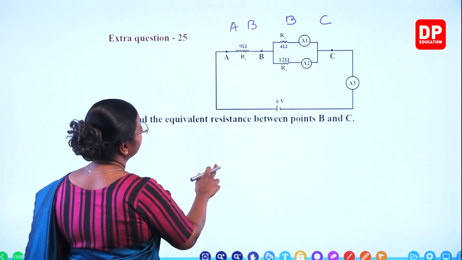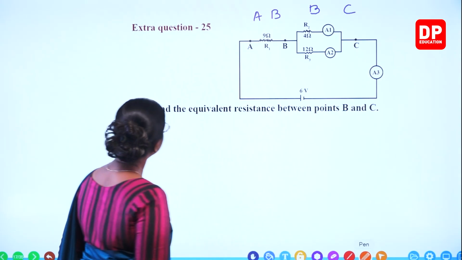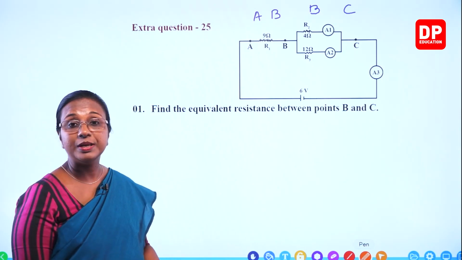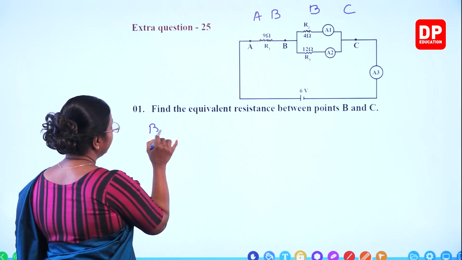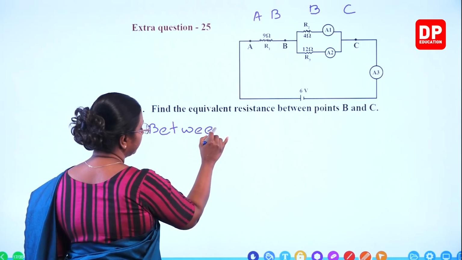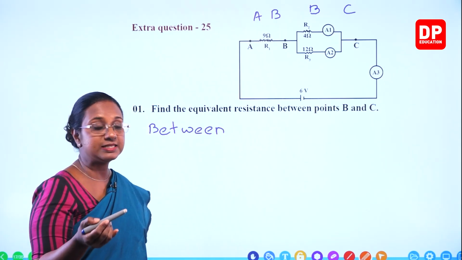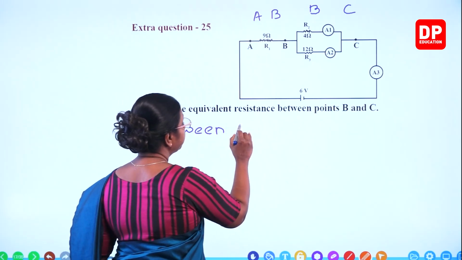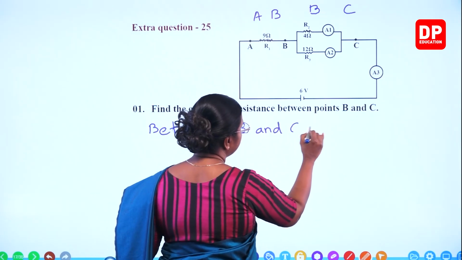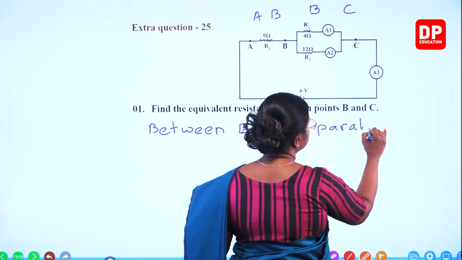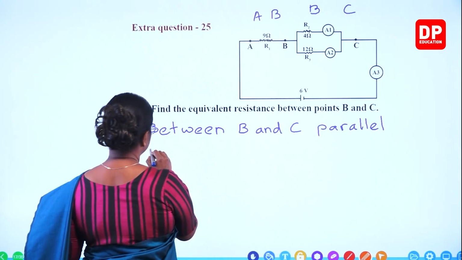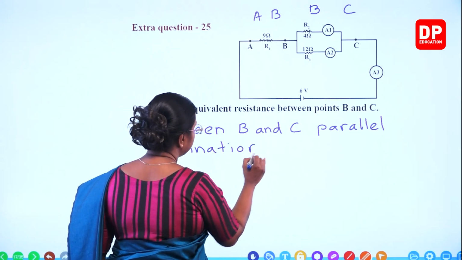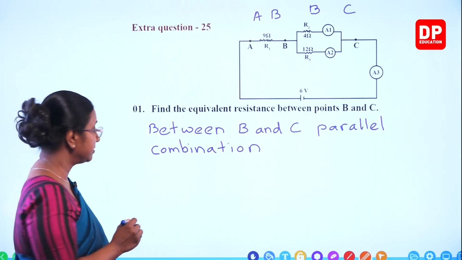Then, if we look at the questions. Find the equivalent resistance between points B and C. This is again for your information, just for you to recall and understand. I am writing all this, but you need to only do the calculation for the B and C parallel combination. So if it is a parallel combination, how do we find the equivalent resistance?